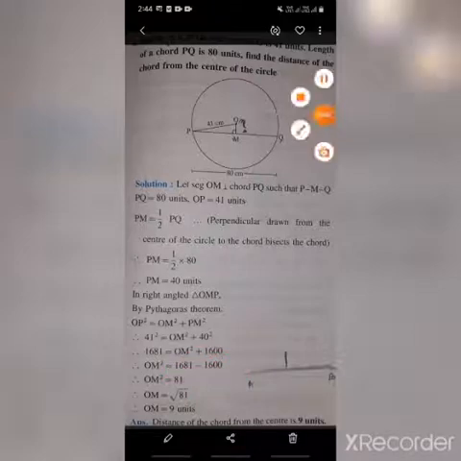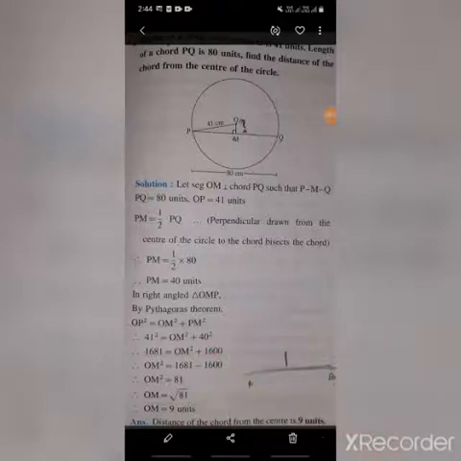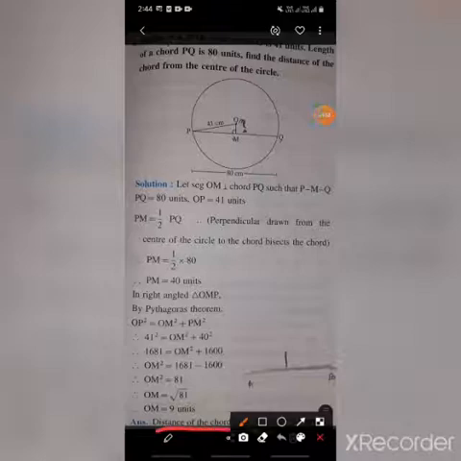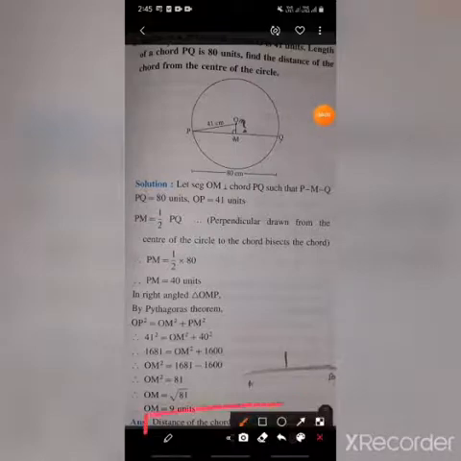When we take the root of 81, it will be 9, because 9 nines are 81. The question was to find the distance of the chord from the center of the circle. So the distance of the chord from the center is 9 centimeters here.